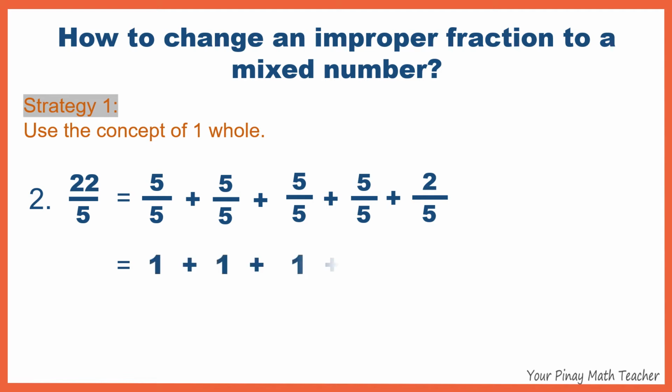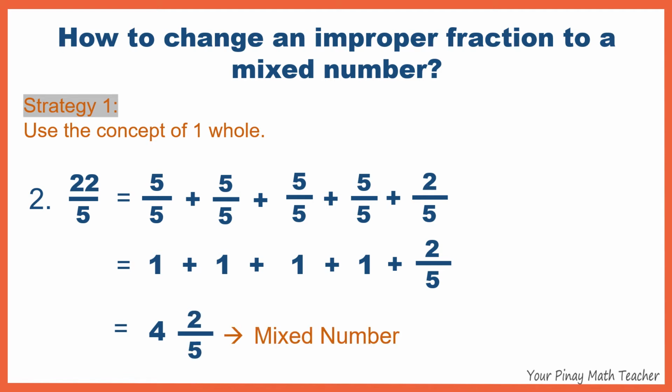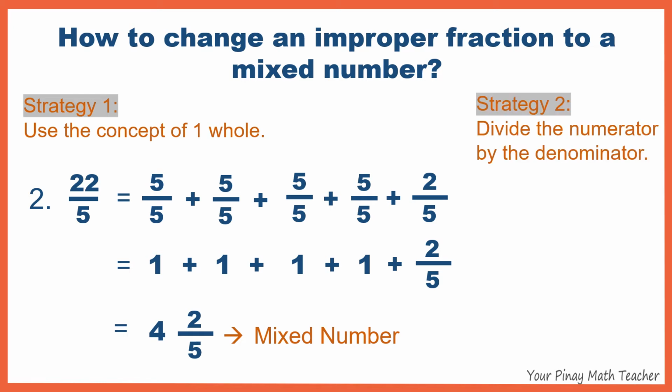Changing all 5/5 to one whole, we get 1 plus 1 plus 1 plus 1. Then bring down plus 2/5. Adding them all, we get 4 and 2/5. And this is the mixed number of the improper fraction 22/5. Using the shorter strategy, we simply divide 22 by 5 and we get 4. 4 times 5, 20, and subtracting them, we get a remainder of 2. So the mixed number of 22/5 is 4 and 2/5.